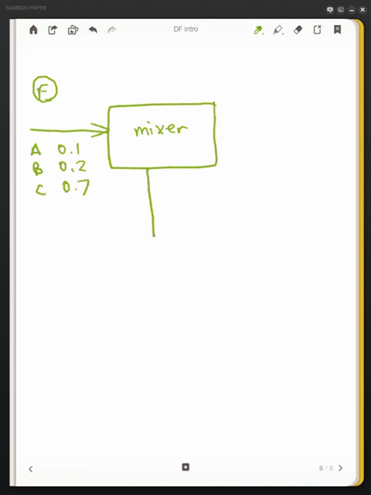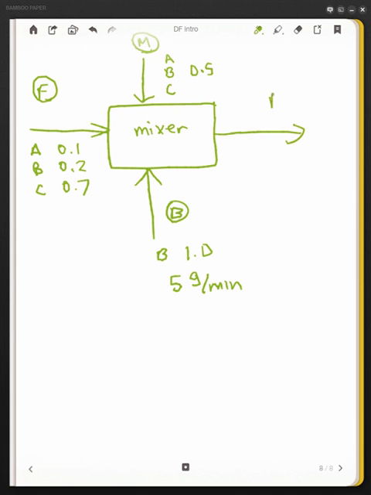And then suppose we have coming in stream B, we have B, and let's suppose B is coming in at 5 grams per minute. And suppose we have coming up here stream M. We have A, B, and C, and let's say we know that B is 50% by weight. And then coming out we have a product stream.